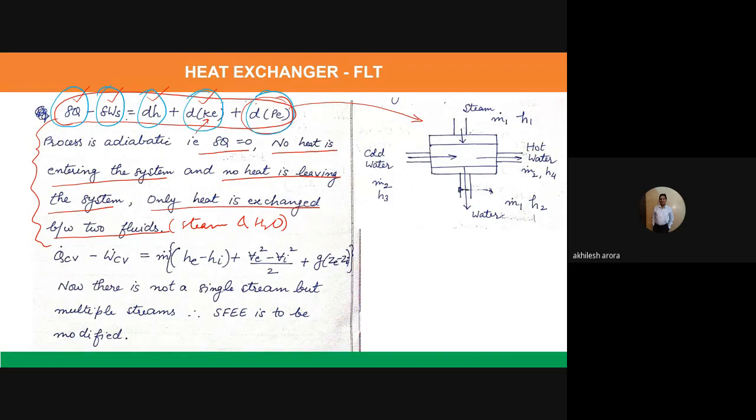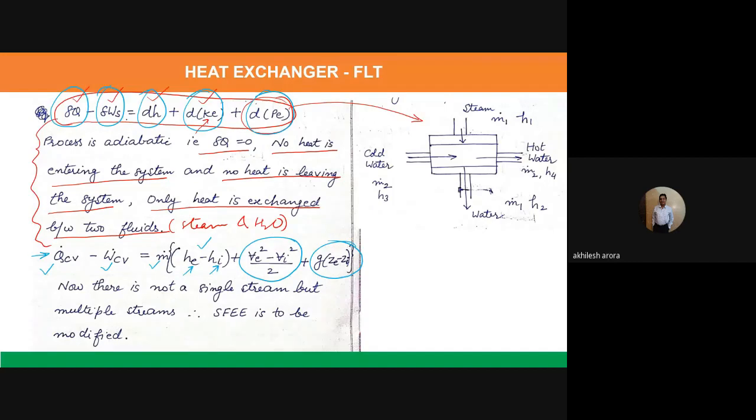It is Q dot CV, that is the heat transfer rate which is entering or leaving the control volume. Then this is the work transfer term. Then this is the mass flow rate, and this is the change in enthalpy. E is for exit, I is for inlet, and here we have the kinetic energy change. Here we have the potential energy change. So these are the five terms that come into the picture in a steady flow energy equation.